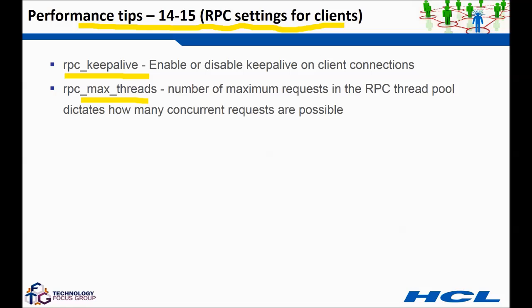This is the maximum number of requests in the RPC thread pool. It dictates how many concurrent requests are possible. So if you want more concurrent requests from clients, you can increase this number. Of course, it will put more load on your system, so you have to be very careful that your system capacity is able to handle those requests. But that's how you can increase the number of requests being made to your Cassandra system.